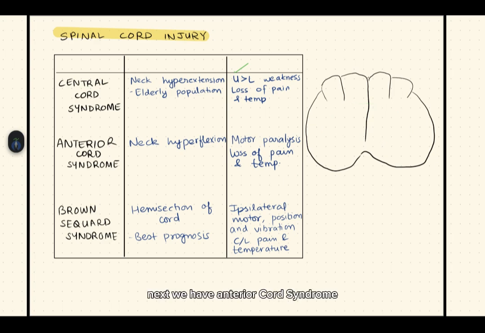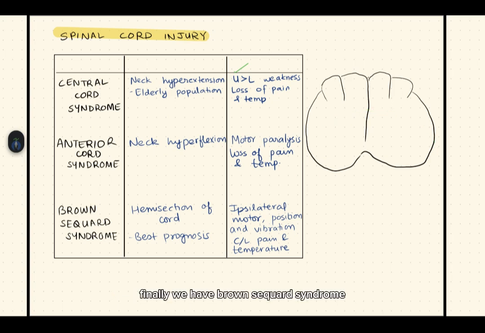Next, we have anterior cord syndrome, which is the opposite of central cord in terms of the mechanism of injury. So there is neck hyperflexion in these cases. They come also with motor paralysis this time and loss of pain and temperature. And if I draw it on the spinal cord, it's going to appear like this. Again, our pyramidal tract and our pain and temperature tract is involved.